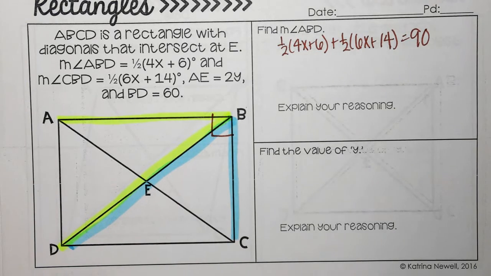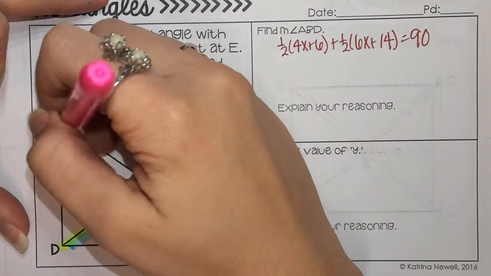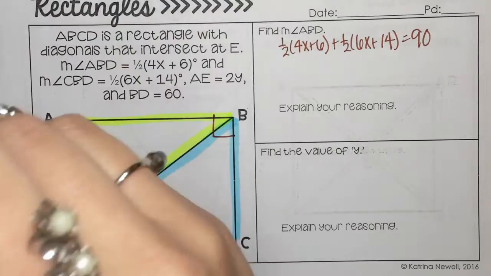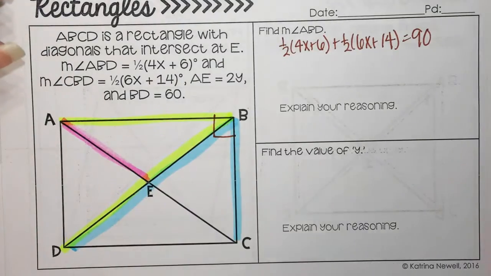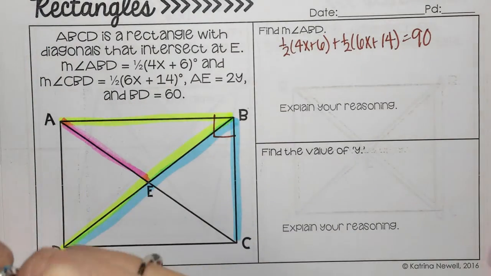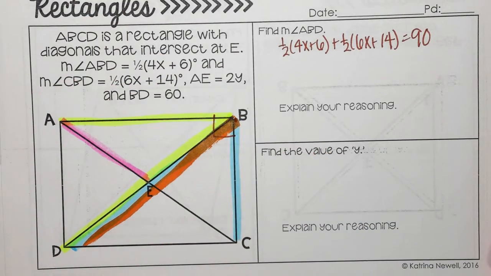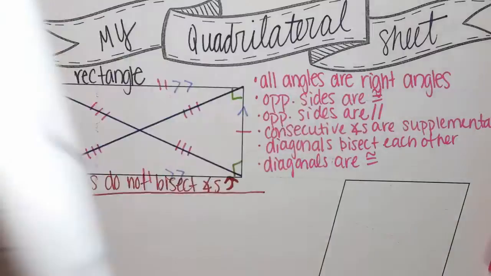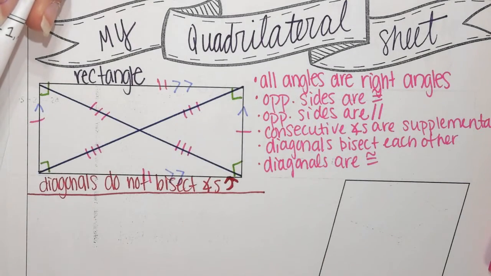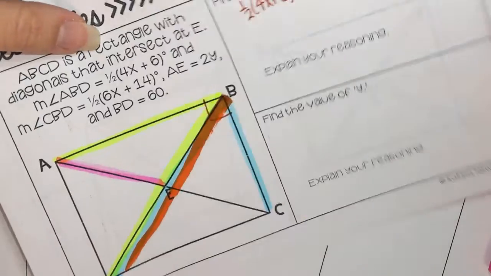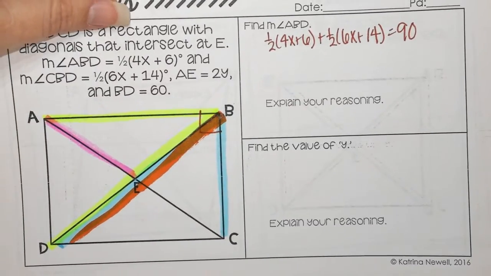The bottom one gives me AE, which is this half, and then it gives me that entire diagonal, correct? The entire diagonal. And what do we know about the diagonals of a rectangle? Look back at what we just wrote down. If you can't remember from 3 seconds ago, look back at what we just wrote down. They bisect each other and they're congruent.